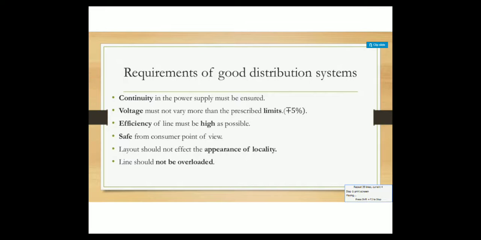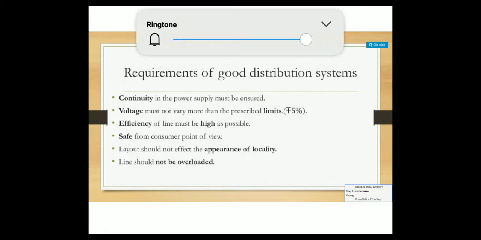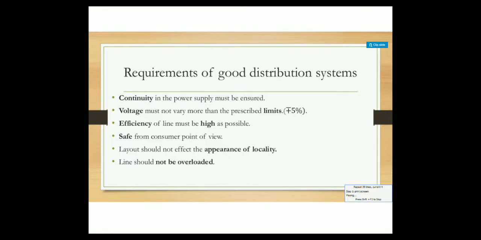Now coming to the next one, if I want to distribute the power to the consumer or different loads, what are the factors I need to consider and what are the requirements? First, there should be continuity of power supply, and the normal voltage we supply to the home is 230 volts. It can be within the limits, that is plus or minus 5 percent. Efficiency of the line should be as high as possible, and it should be safe. These are the points I need to consider when I am going to distribute the power to the consumers or different loads.